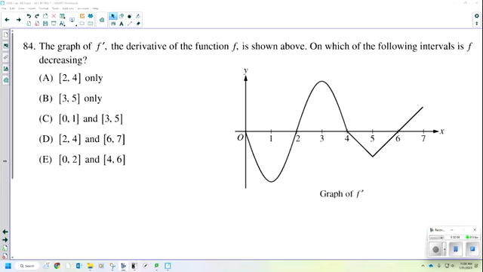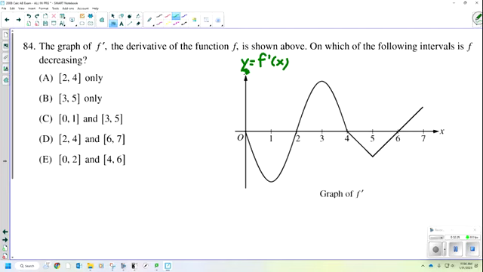The graph of f prime. Well, I'm going to immediately do this. y equals f prime. Any y value is the value of the derivative. The graph of f prime, the derivative of f, is shown above. On which of the following intervals is f decreasing?